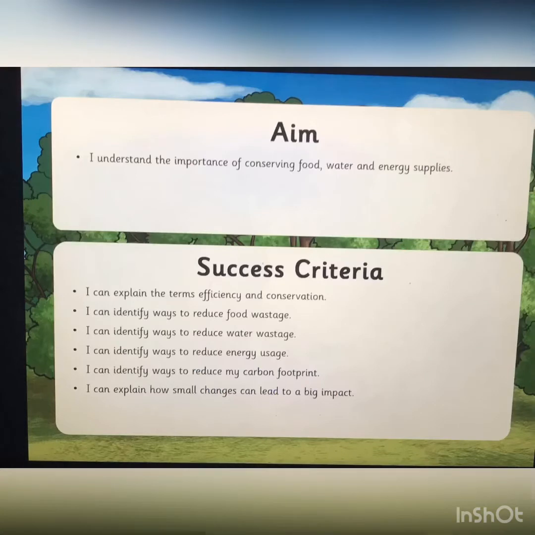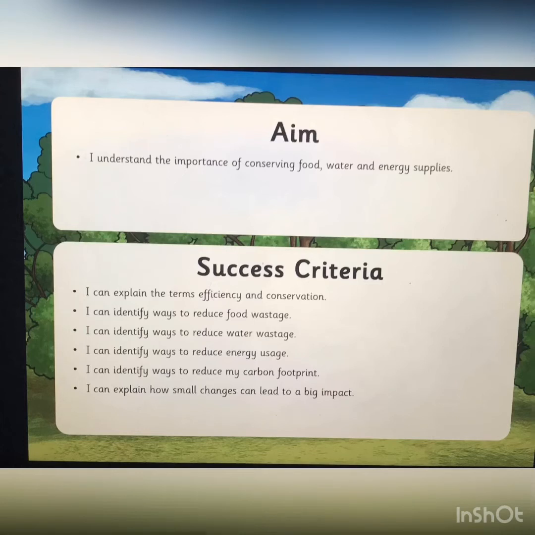Our aim for today is to understand the importance of conserving food, water, and energy supplies. Our success criteria is that you should be able to explain the terms efficiency and conservation. What do they mean? You should be able to identify ways to reduce food wastage, water wastage, energy usage, and your carbon footprint. You also should be able to explain how small changes can lead to big impacts.